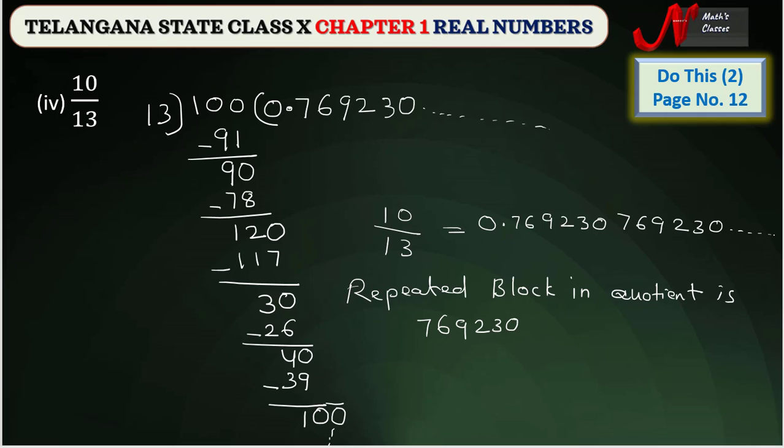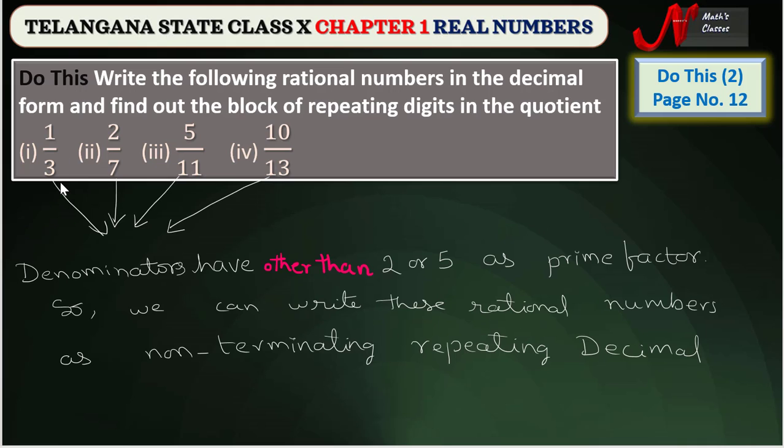So if the denominator has factors other than 2 or 5, then that rational number can be written in non-terminating repeating decimal form. From this problem, we can conclude that when denominators have prime factors other than 2 or 5, we can write these rational numbers as non-terminating repeating decimals. In all these we have other numbers as a denominator. So any rational number whose denominator has factors other than 2 or 5 can be written as a non-terminating repeating decimal.